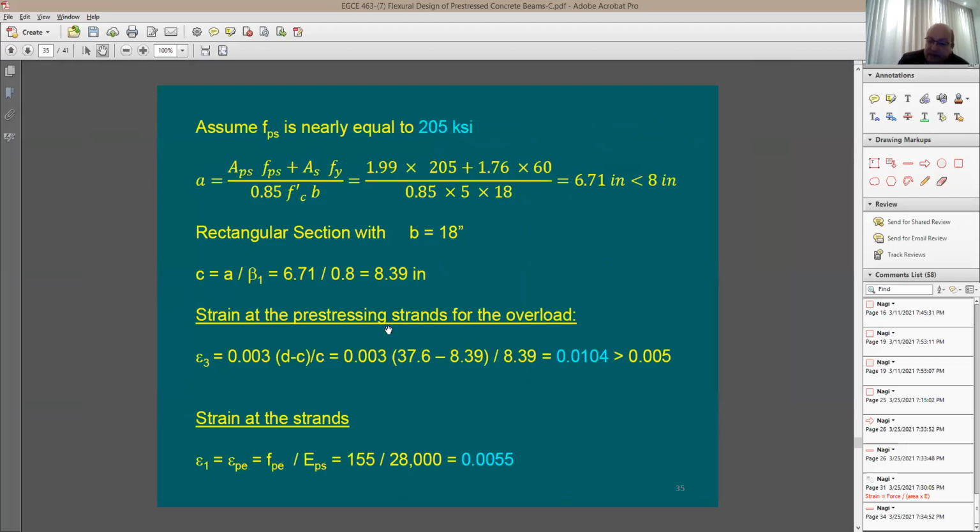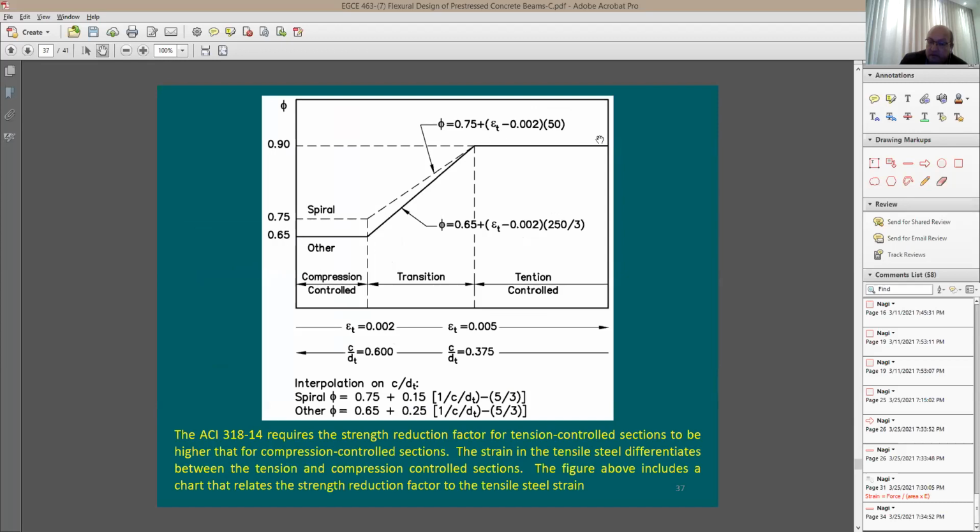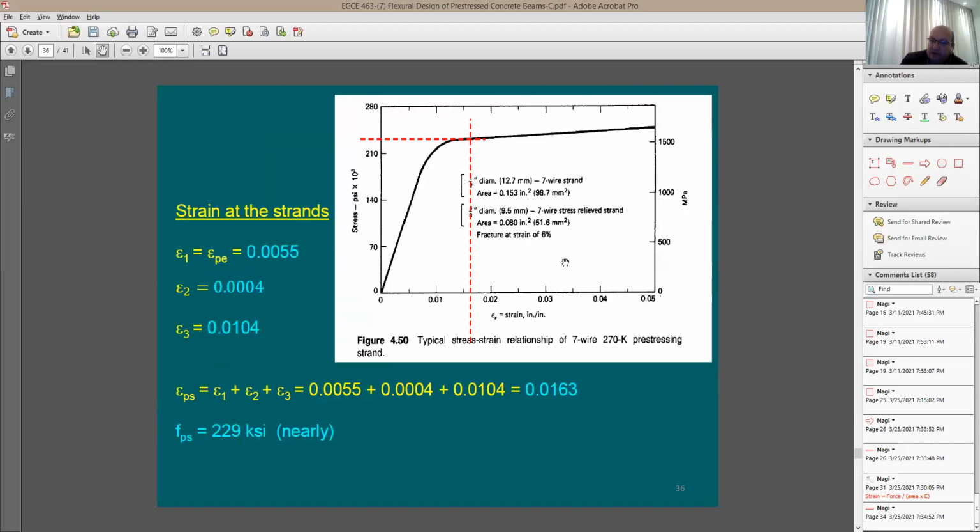Now, how about the strain in the steel? Do you think it's going to be higher than the yield point, the 0.002? You know this chart to find out the phi factor? It depends on C over D, or the strain. It's going to be one of the two, because you'd like to figure out the phi factor. If you're going to be in the tension control, which means that you have lots of tensile strain in the tension rebars, or the C over D ratio is going to be very small, your phi factor is going to be 0.9.